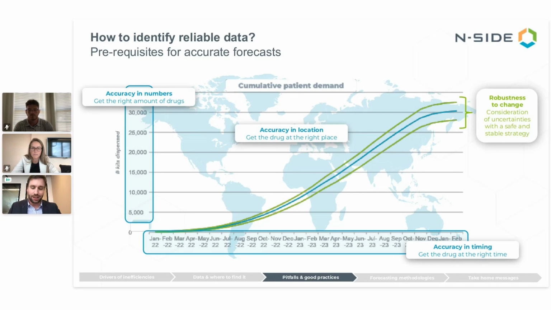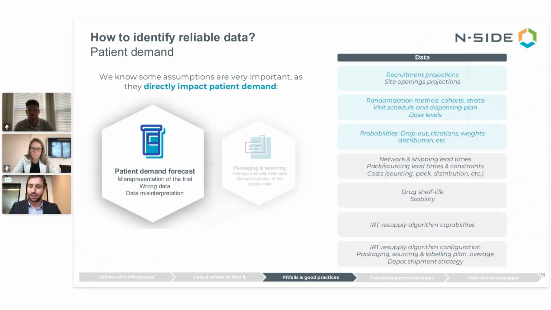Now that we have the information about the accurate data, we will see in some examples that even if we are using this accurate data, depending on the way we will use it, we will have a different impact on the different forecasts. So that's really important to use this data properly. We will show you different examples with Audrey.